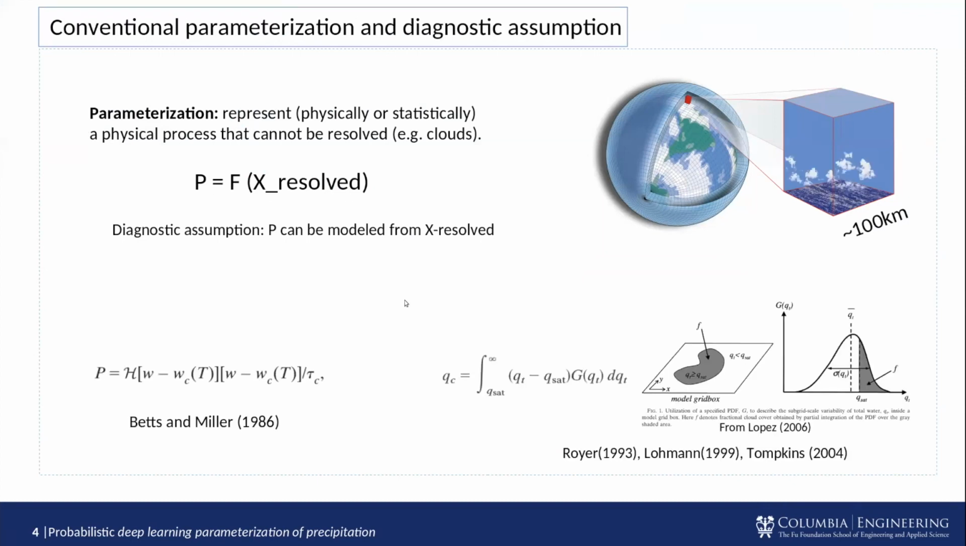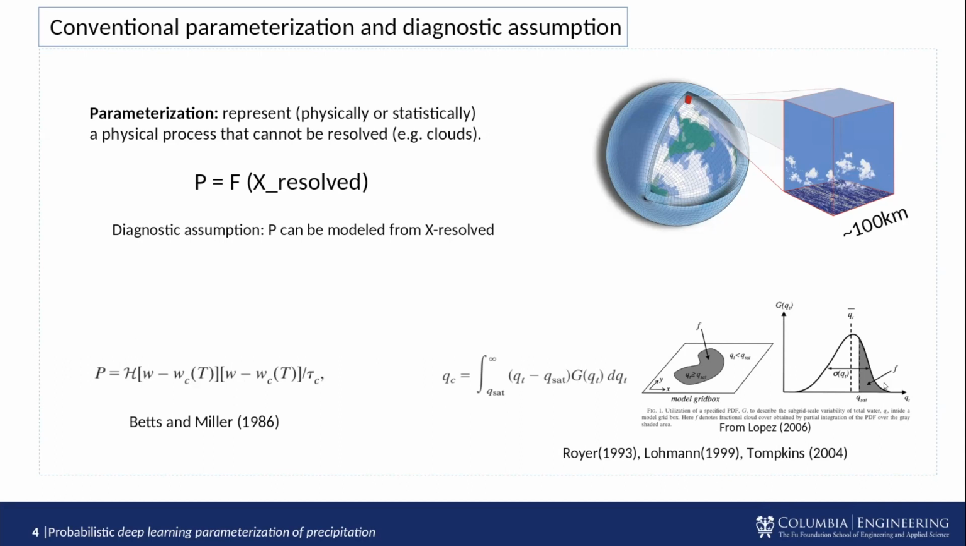So what I'm showing here is 2 examples for the parameterization of precipitation. On the left, this is from Betts and Miller, one of the first parameterizations of precipitation, where they model precipitation P as a function of W. W is the total amount of moisture in a column of the atmosphere. So they predict it as a linear function of W and WC, which itself is a critical value of W depending only on temperature. So they assume that if the column of atmosphere gets moister than its threshold, that moisture is going to collapse to form rain. And this H is simply a Heaviside function.